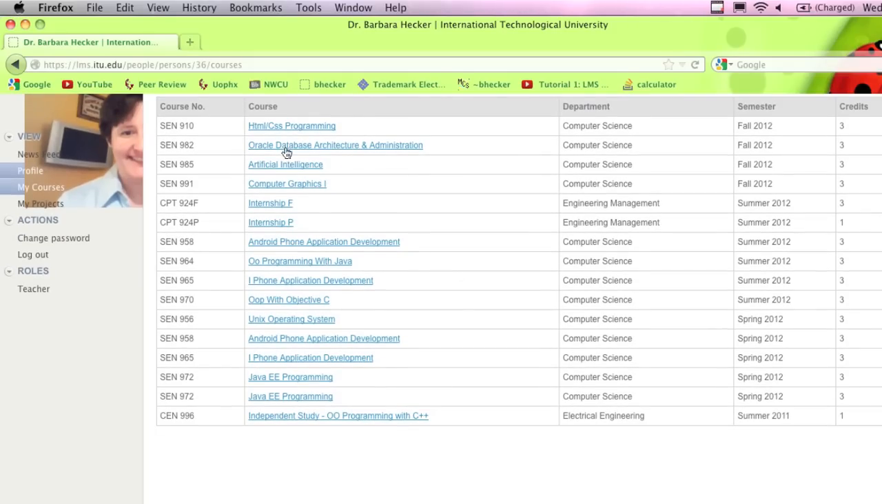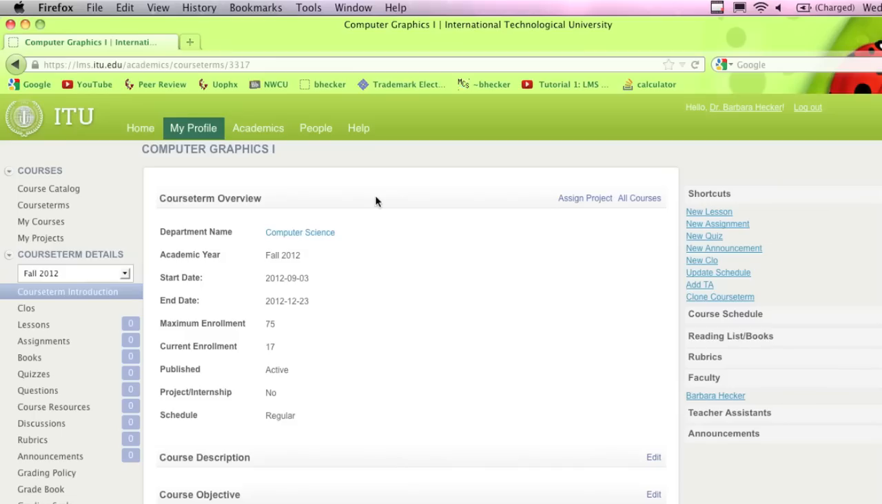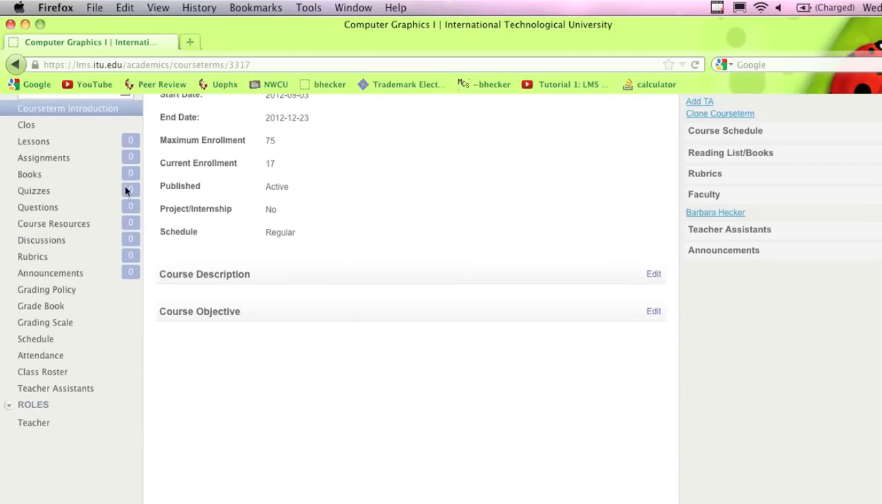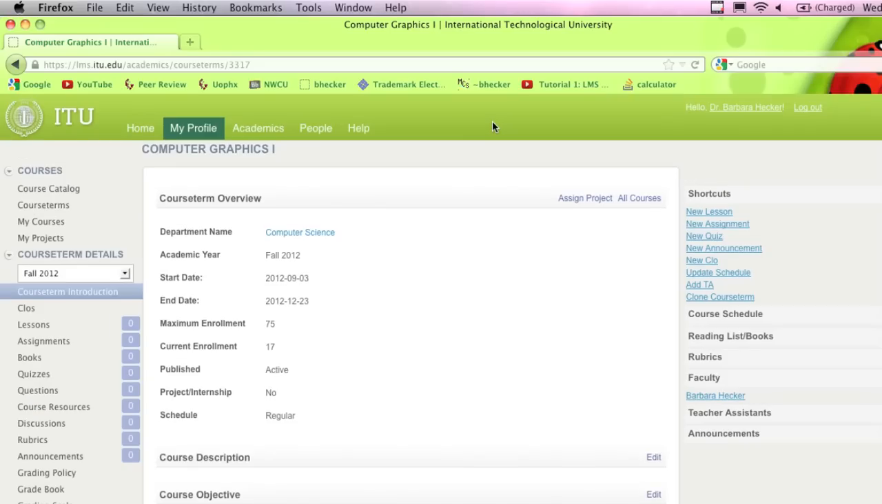If I go into, which one is this? Computer Graphics 1. Your interface will look slightly different than mine. And this is all 0, 0, 0 right now, which means I don't have anything in here. So what are you going to find in here? You're going to find the lectures, the PowerPoints. You're going to probably find a portion of the recorded videos.